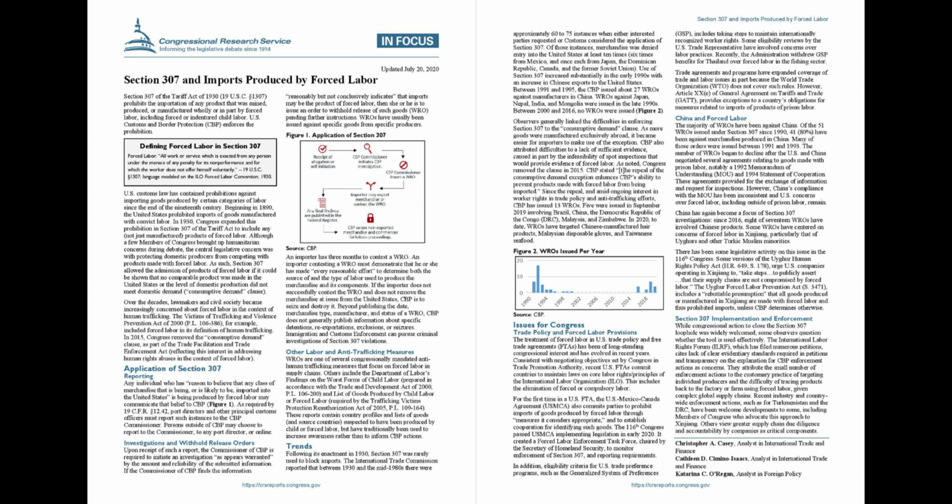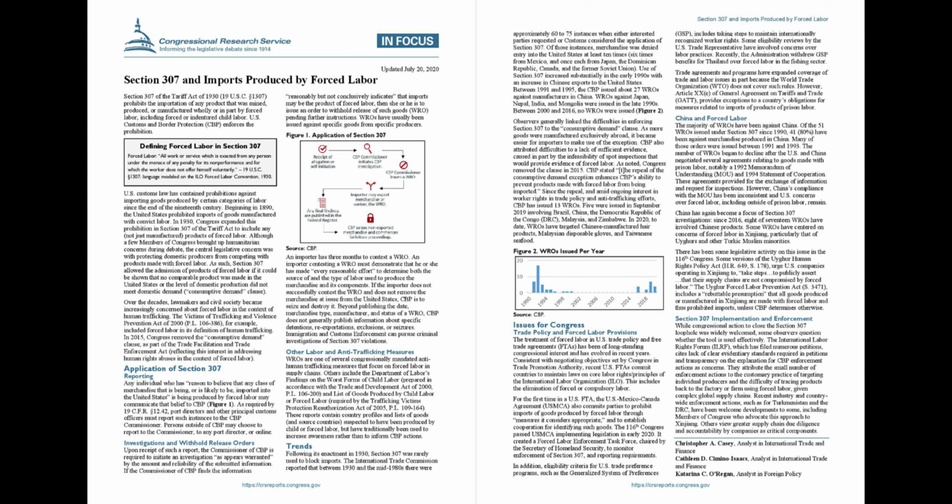Trends. Following its enactment in 1930, Section 307 was rarely used to block imports. The International Trade Commission reported that between 1930 and the mid-1980s there were approximately 60 to 75 instances when either interested parties requested or customs considered the application of Section 307. Of those instances, merchandise was denied entry into the United States at least 10 times, 6 times from Mexico, and once each from Japan, the Dominican Republic, Canada, and the former Soviet Union.